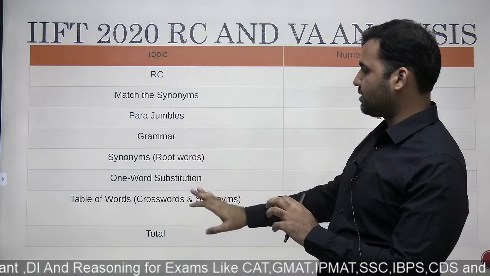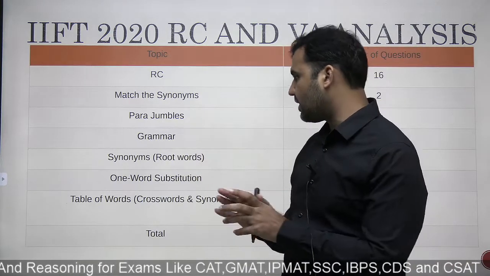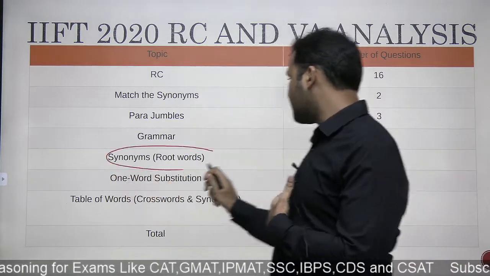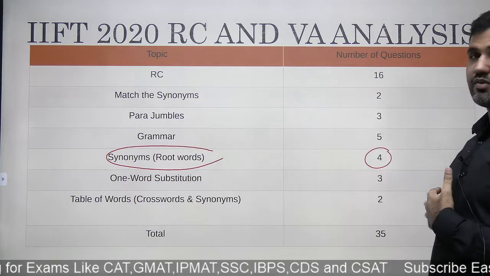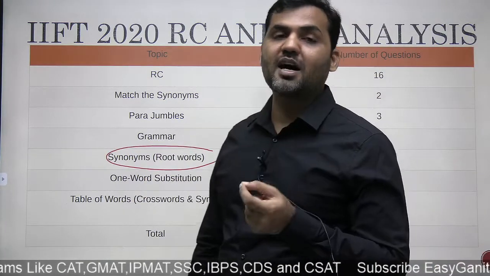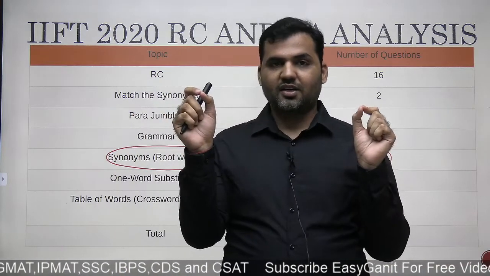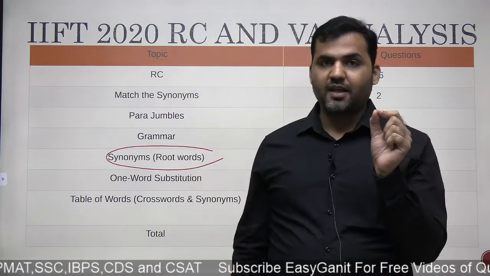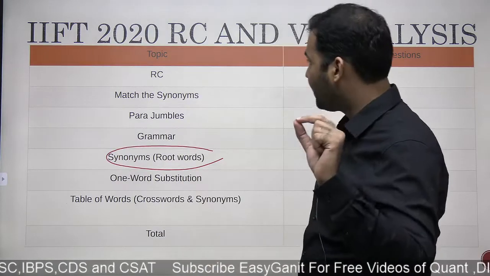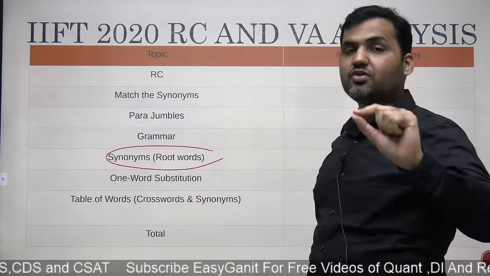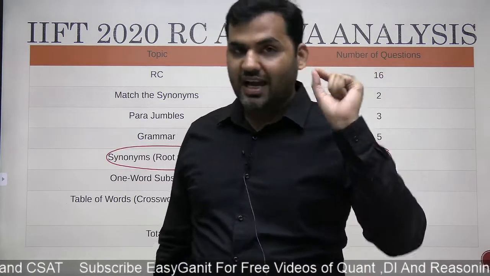So the most important thing to see here is that the synonym questions, the root words ones, there are 4 questions. What does it mean? These are the quick marks. Solve a root word question and solve one math question. You can see the time difference, right? So if you want to make a strategy, keep VARC as your main section. This has to be your main section.